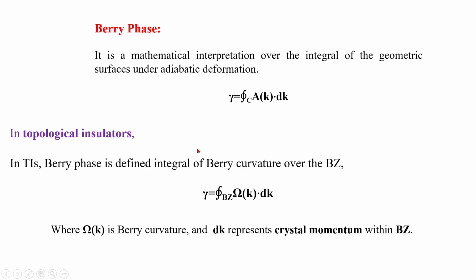Omega equals nabla times A. In topological insulators, the Berry phase is given by the integral of the Berry curvature over the Brillouin zone: gamma equals the contour integral of omega(k) dk. This integral determines the topological invariant, such as the Chern number, where omega(k) is the Berry curvature and dk represents an infinitesimal change in crystal momentum within the Brillouin zone. It plays a role similar to a magnetic field in momentum space.